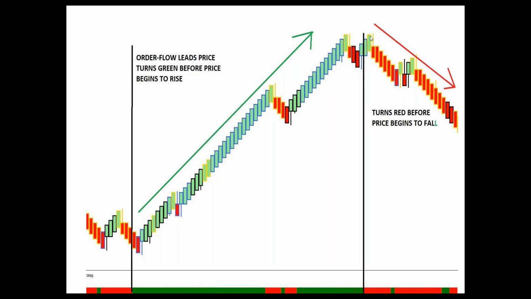Now, if you're a top caller, I simply put this in. Don't trade a top. But if you're going to not listen to me, at least wait till order flow turns. But I'm telling you, it's ultimately not going to be enough. You only want to trade in the direction of the trend. And I'll show you on a full chart how we determine whether we're going to trade long or short.